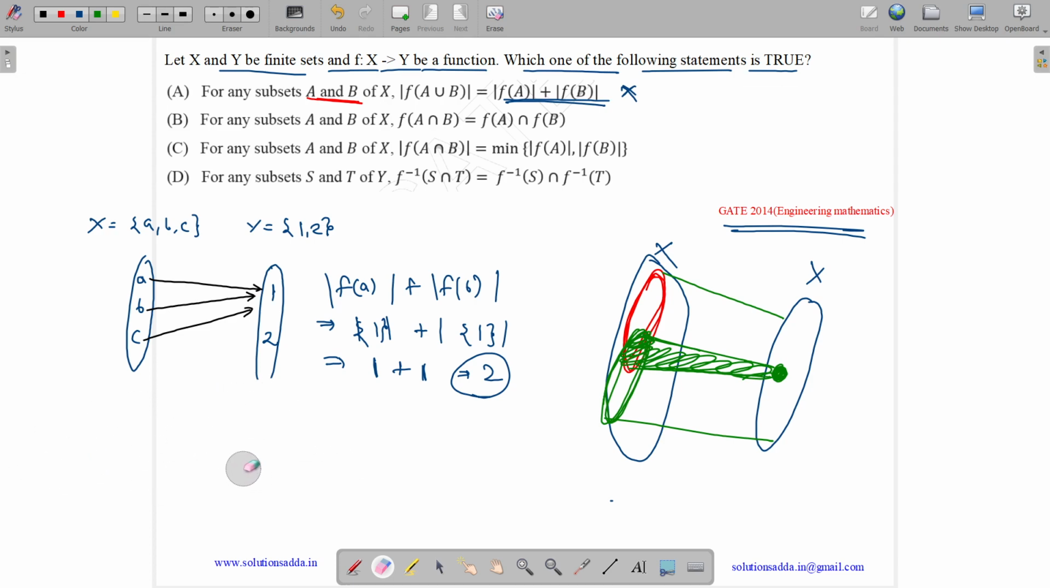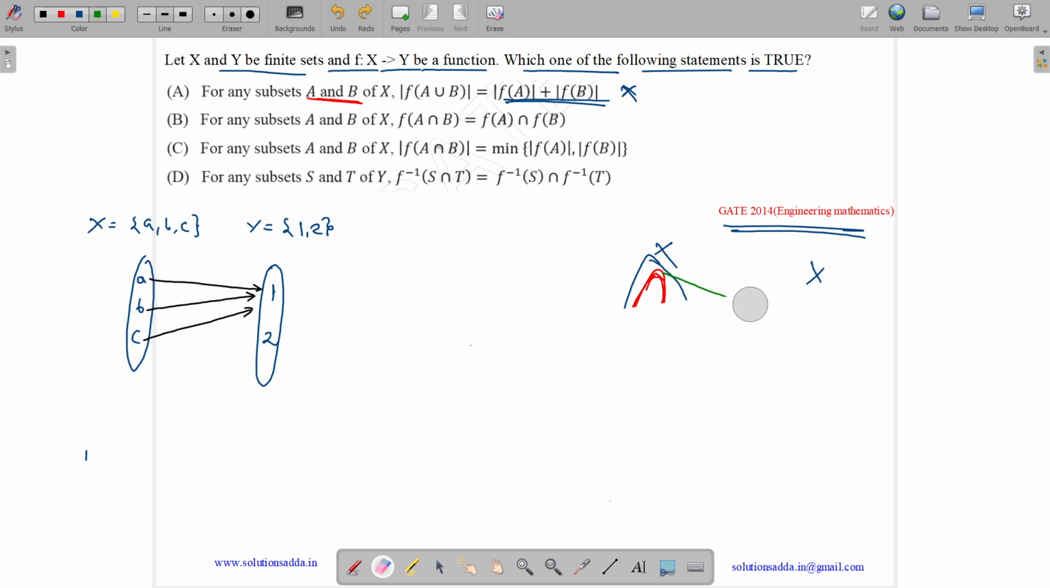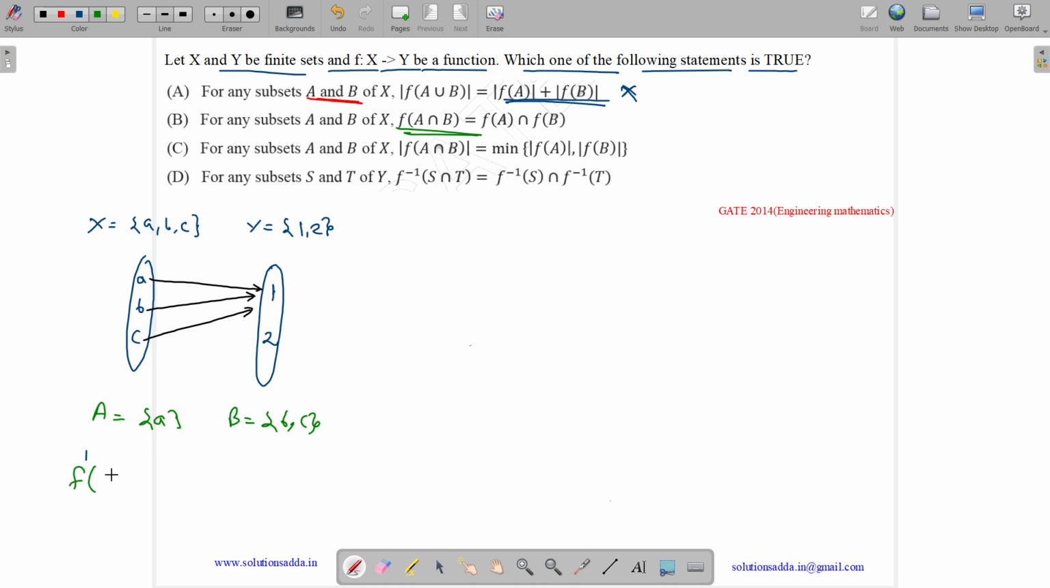Now let us see option B. We will be using the same example for option B. Option B says for any sets A and B. So what were our sets? Our set A consisted of only a and set B consisted of b and c. So it is saying f of A intersection B. So what is A intersection B? It is phi. So what is f of phi?